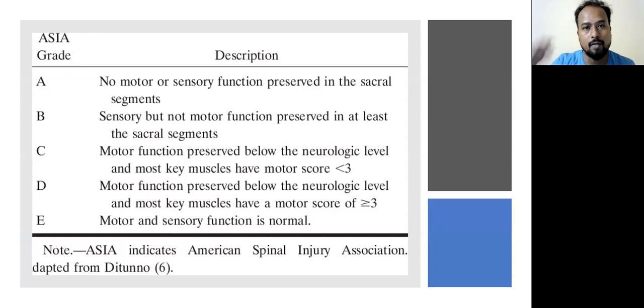So after identifying the level of injury, there is the grade, A, B, C, D, E. A is the lowest level of grade, E is the highest level or the normal level. And patients sometimes, especially in incomplete injury, may move from one level to another, getting better. But in case of complete injury, it's more or less what they get at the initial stages.